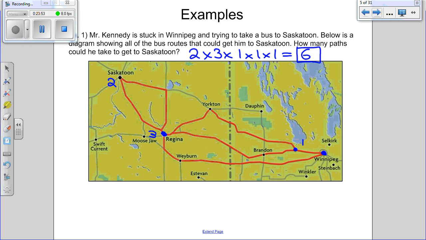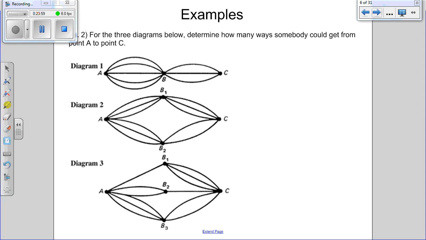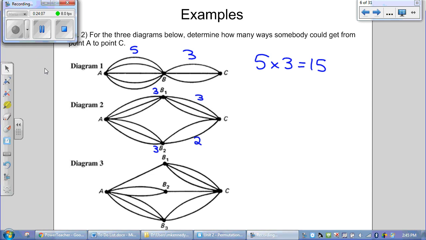Here's 3 more examples of non-grid-like paths. I want you to try all 3. Okay, let's talk about diagram 2. So diagram 1, there's 5 ways into B, and there's 3 ways into C. So it's 5 times 3, and that'll give you an answer of 15 ways from A to C.